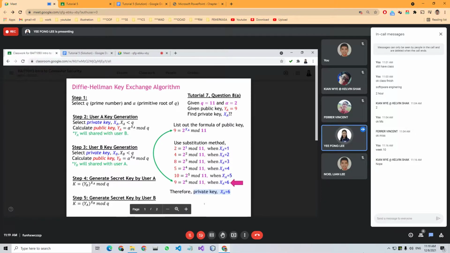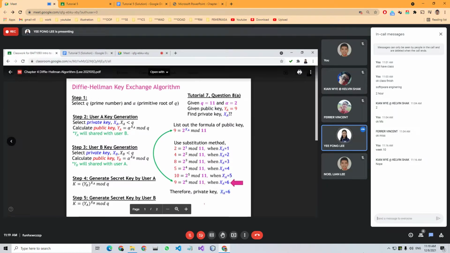Finding the private key means, as I mentioned, only three types of questions can be asked in Diffie-Hellman. Either they give you the public key and you find the private key, this is a method. Or they give you the private key and you find the public key. And the other one, you find the secret key. The formulas are all here.